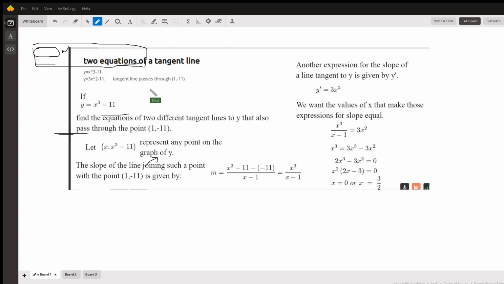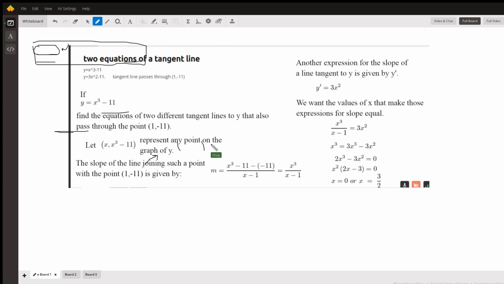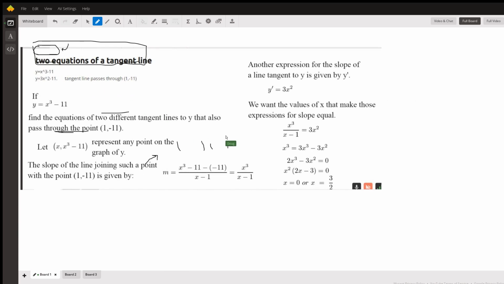Change in y over the change in x. y sub 2 minus y sub 1 over x sub 2 minus x sub 1. So here is the y coordinate of the first point. Here's the y coordinate of the second point. Okay, and that simplifies to x cubed over x minus 1.